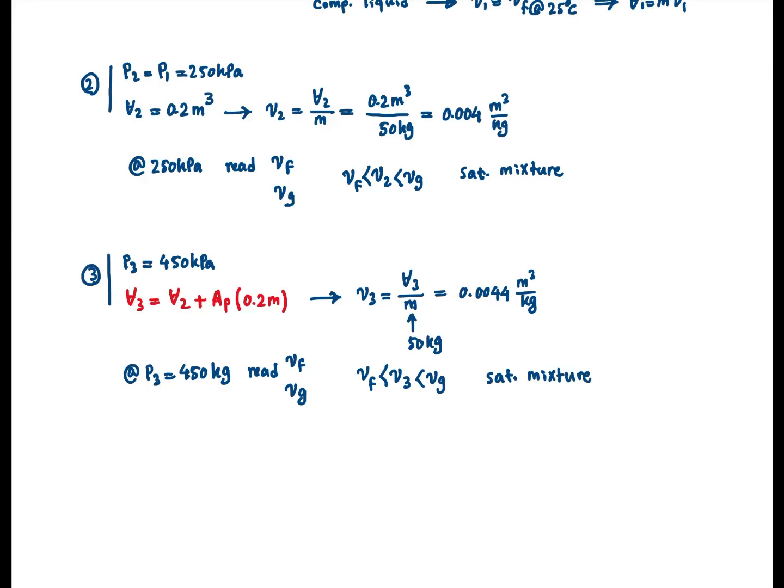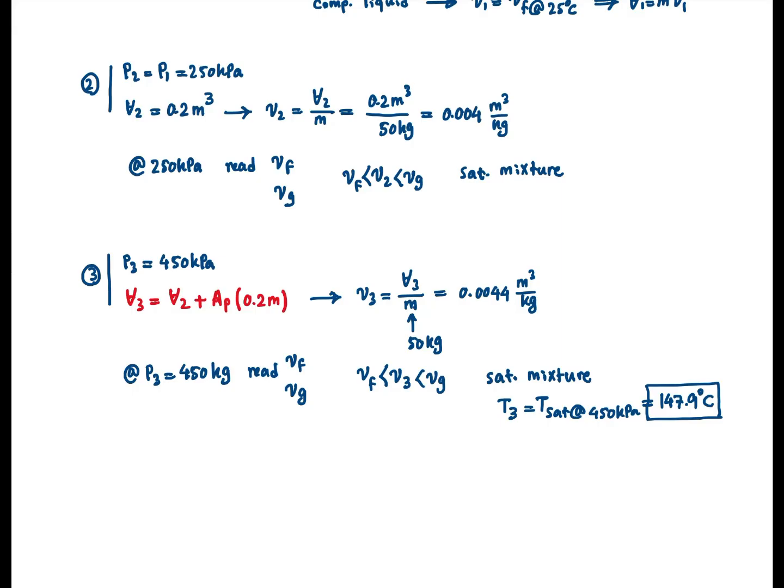State 3 is saturated mixture, so temperature in the final state will be Tsat at the given pressure, which is 450 kilopascal. And this number is 147.9 degrees C. So we just solved for the temperature in the final state. So part A is done. Let's move on to part B.